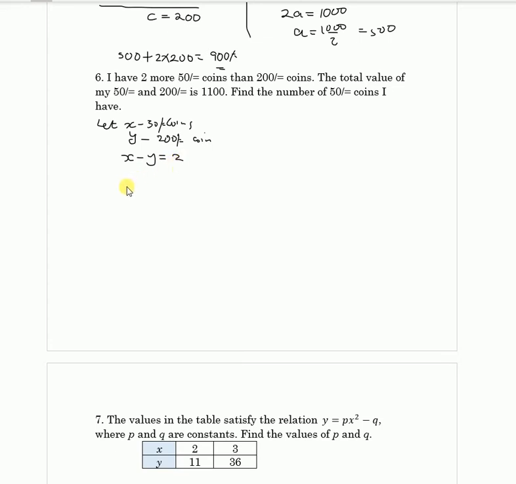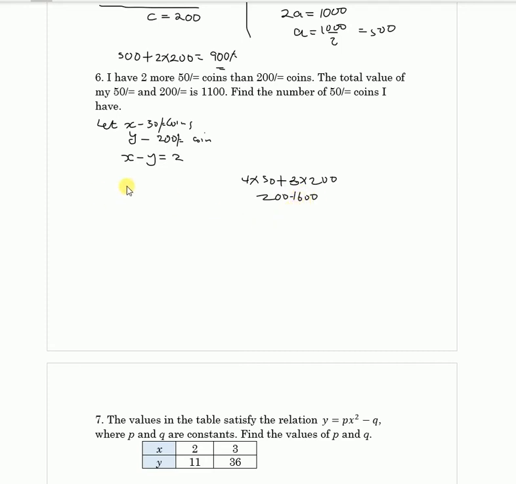2. And now they are saying that the total value of my 50 shilling and 200 shilling coins is 1,100. How do we get the value of the money you are holding? We take how many 50 coins you have and multiply by 50. Like if you have 4 50 coins, we have 4 times 50, plus if you have maybe 3 200 coins, you have 3 times 200. That is 200 plus 600, you'll be having 800.